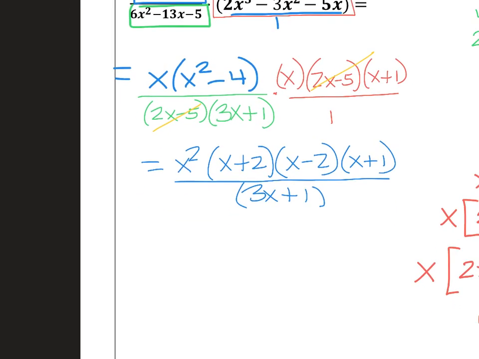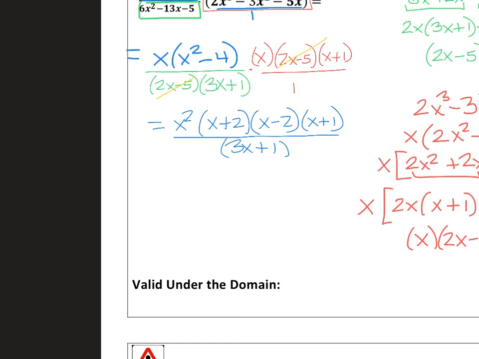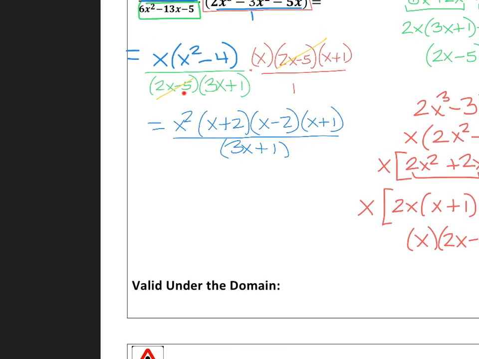Now, what values of domain need to be excluded? We're going to find those in these two factors here. So if I put both of these factors equal to 0 and solve, I will see that x cannot equal positive 5/2, and x cannot equal negative 1/3. Either of those two values will result in a 0 in the denominator.